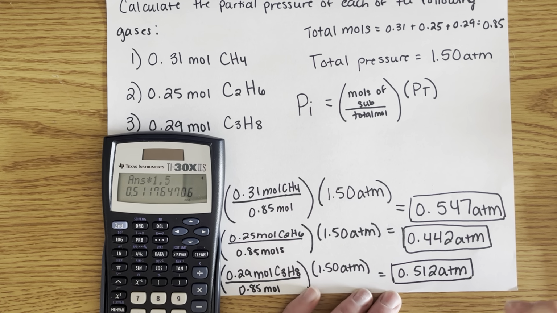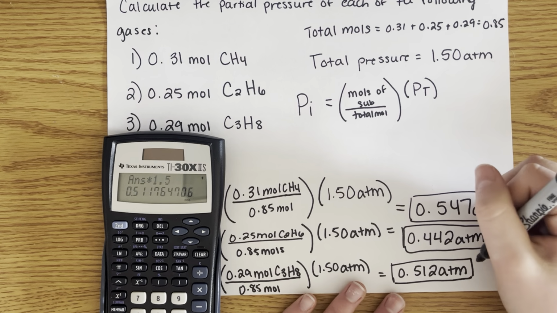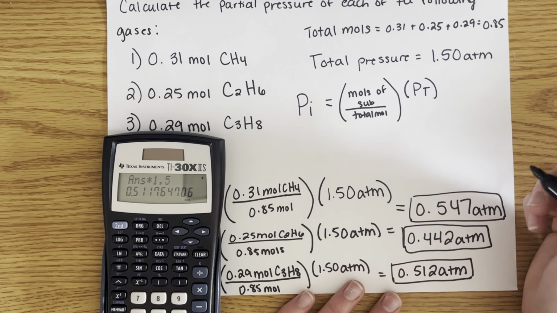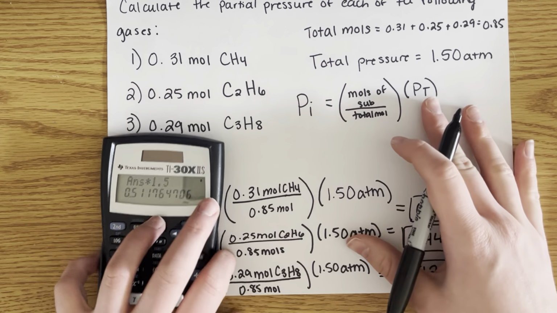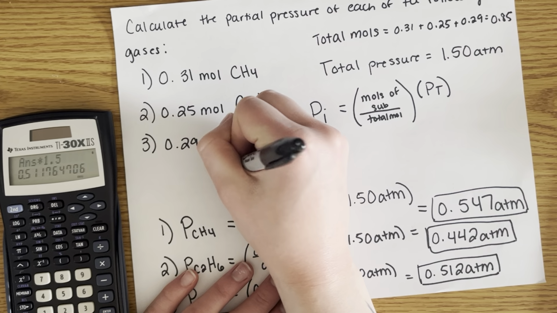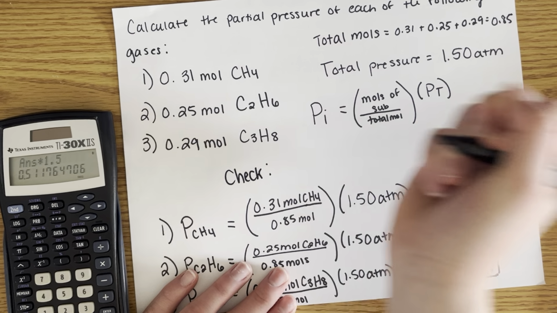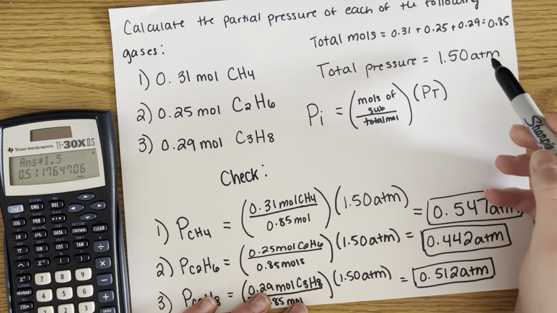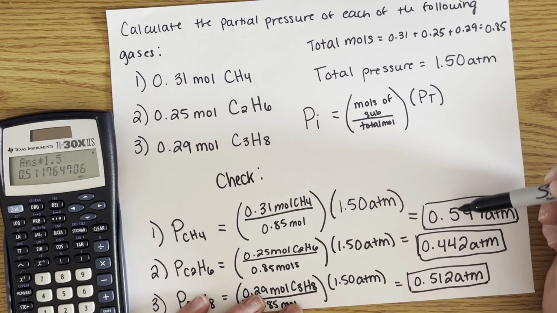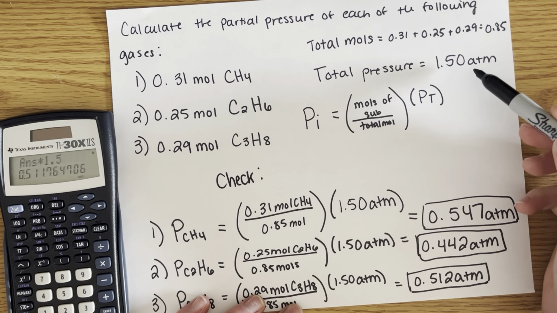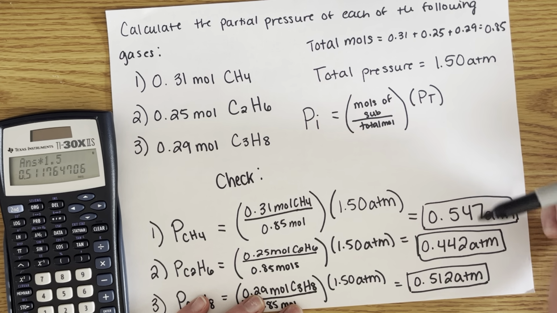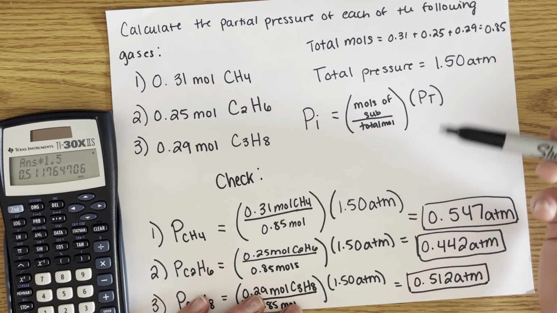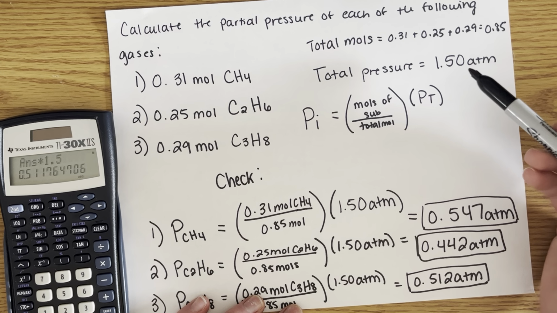Now, let's say, are these partial pressures right? You don't know if they're right. Maybe you don't know if you did the problem correctly. So we can do a check. Let's just do it right here because there's room. We know our total pressure is 1.5. So all of these pressures should equal 1.5 because remember, Dalton's law of partial pressure is that all of our individual pressures should add up to the total pressure.